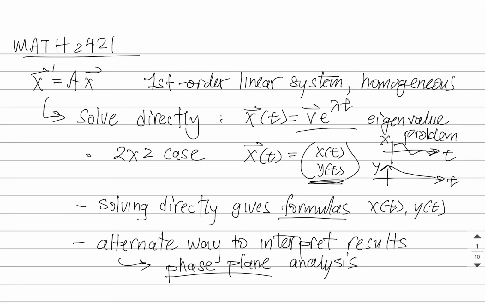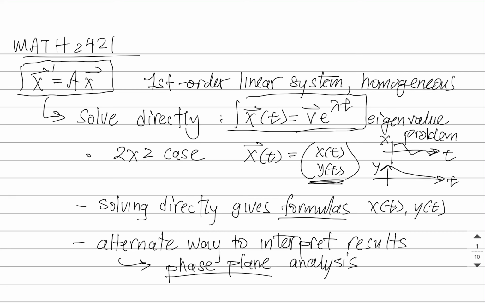We've been talking about first-order linear systems that are homogeneous. So they fit this form x prime equals Ax. Now, these systems can be solved directly. So it's an eigenvalue problem. A solution of this form ends up leading you to an eigenvalue problem. Now, we're going to focus on the 2x2 case.